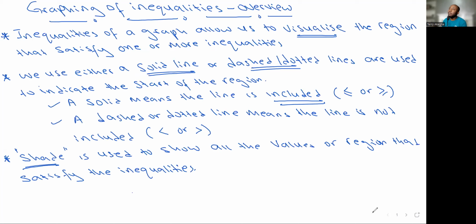Before I go there, just to remind you that the reason for graphing is to visualize the region that's satisfied. We could use a solid line or a dashed line. You use a solid line to show that it is included, while a dashed line means it's not included. A solid line is for less than or equal to and greater than or equal to, while a dashed or dotted line is just for less than or greater than. And when we shade, it's used to show all the values of the region that satisfy the inequalities.